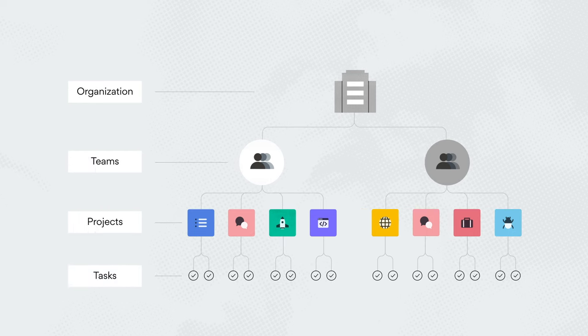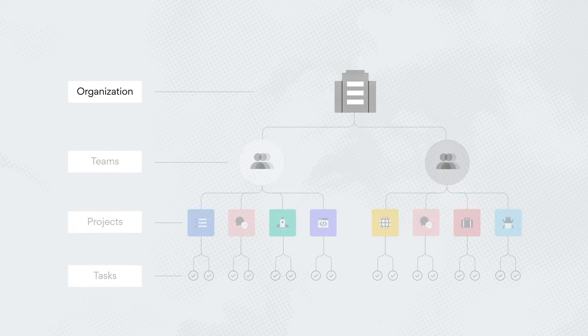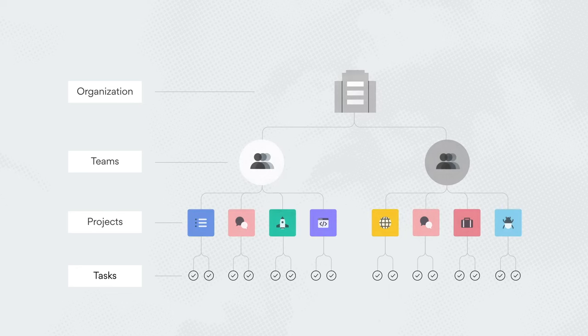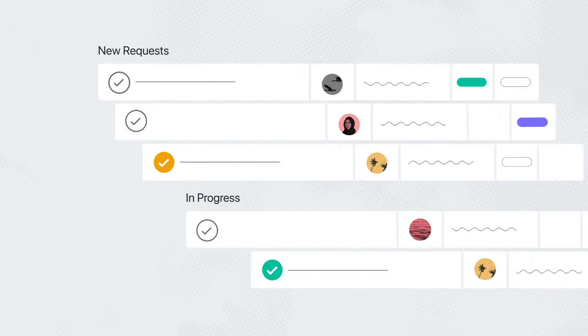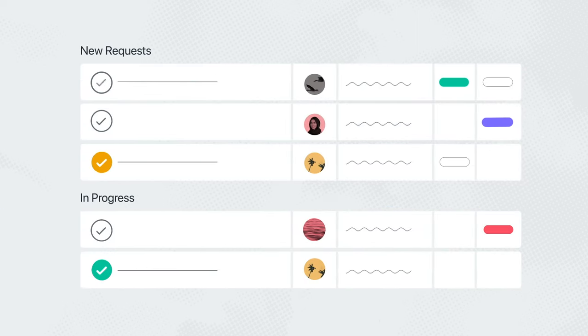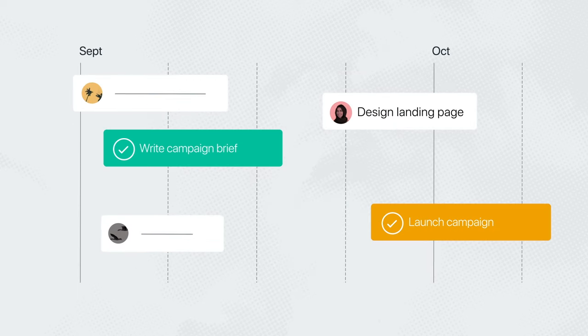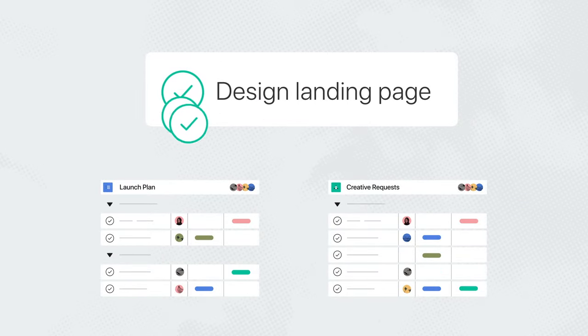Let's take it from the top. Within your organization, teams organize your projects, which are made up of tasks. The hierarchy helps you create clarity and alignment on your team. See work across different project views that speak to your role. Stick to timelines and create smooth handoffs by mapping out task dependencies. And create shared visibility by adding the same task to multiple projects.